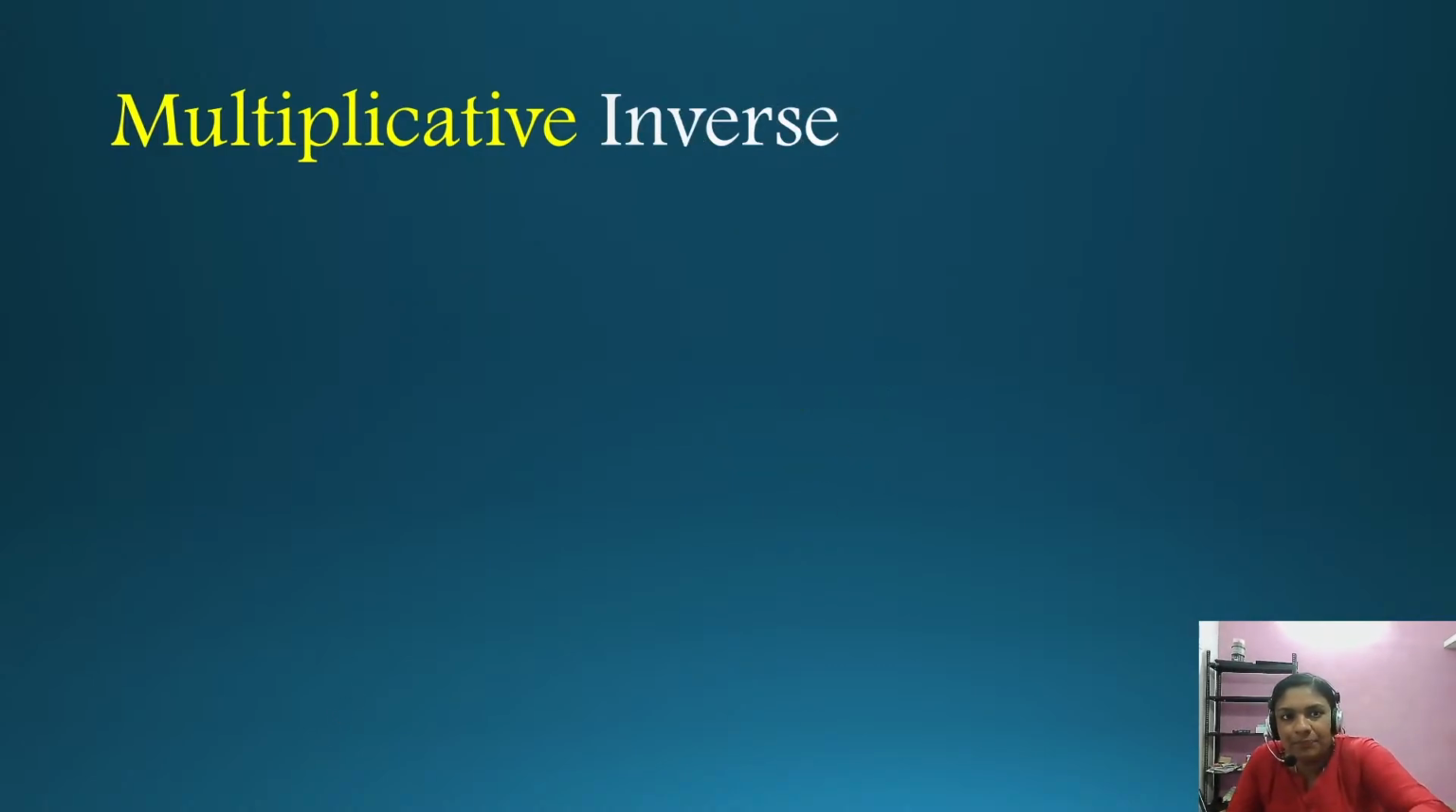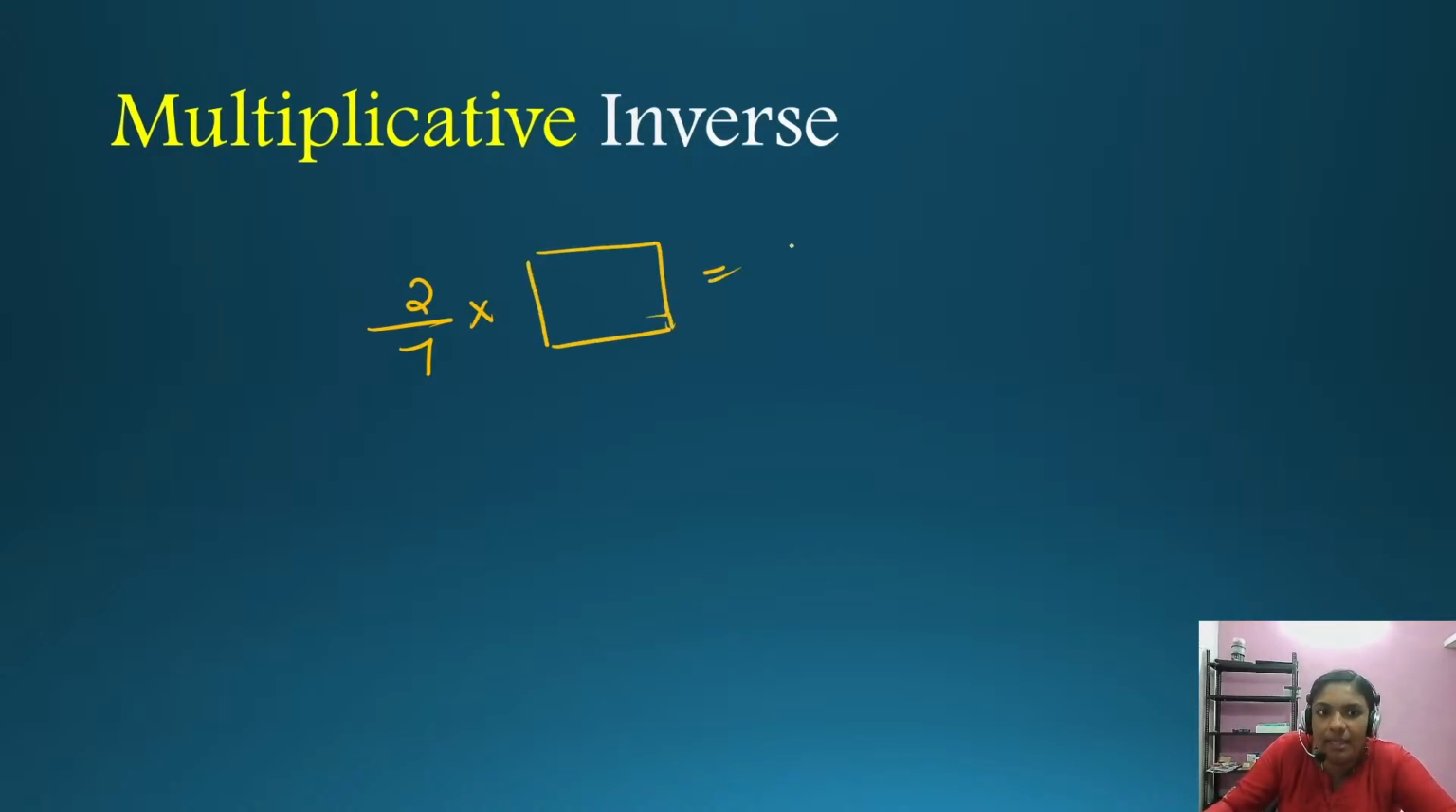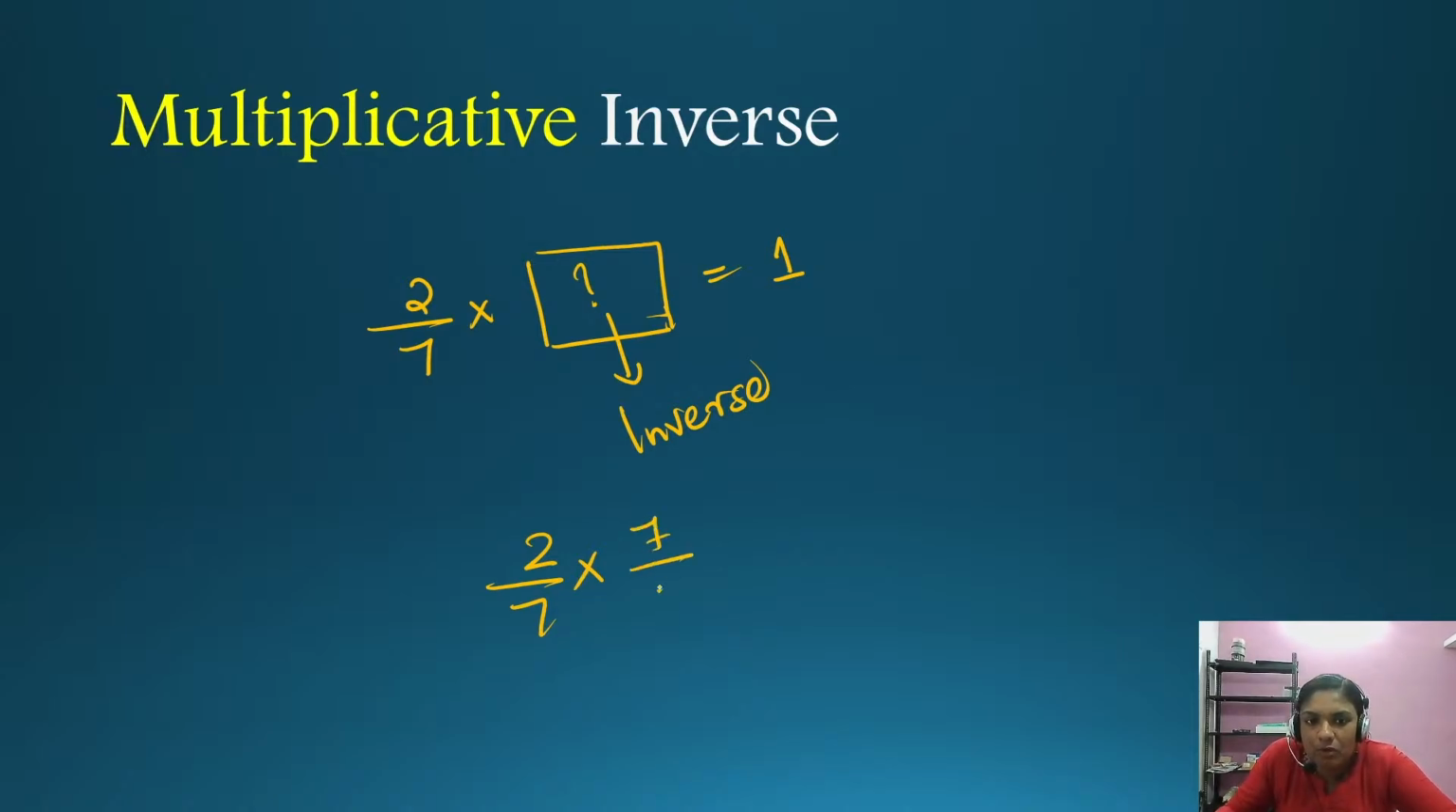Now comes multiplicative inverse. Like additive inverse, if we have a number like 2 by 7, and you multiply 2 by 7 with another rational number and you get the multiplicative identity 1, then that one is known as multiplicative inverse. So what will this number be? Let's take the reciprocal and check. 2 by 7 into 7 by 2. What will be the result? 2 and 2 get cancelled, 7 and 7 get cancelled. So 1 will be the answer, right?